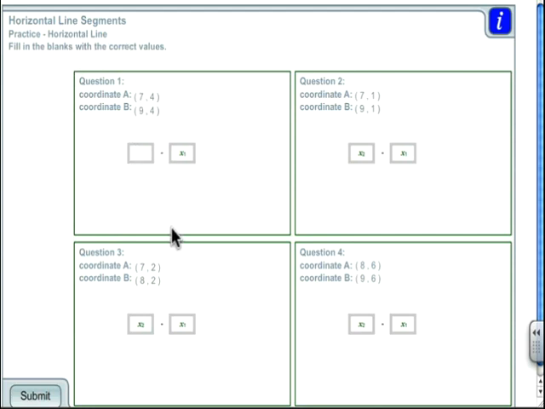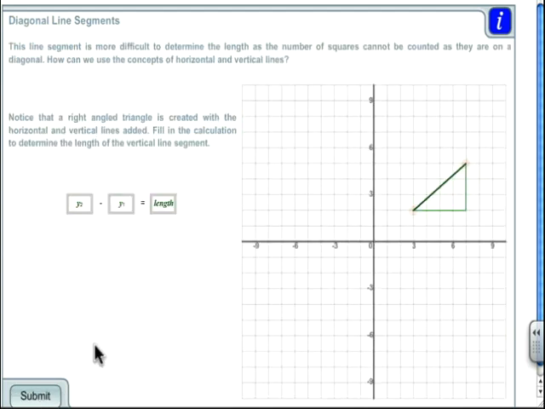Plug in x2, which is 9, x1 is 7. Then x2 is 8, x1 is 7, and x2 is 9, x1 is 8. Now we'll do the subtraction. 9 take away 7 is 2, 9 take away 7 is 2, 8 take away 7 is 1, 9 take away 8 is 1. So now we're looking at diagonal line segments.